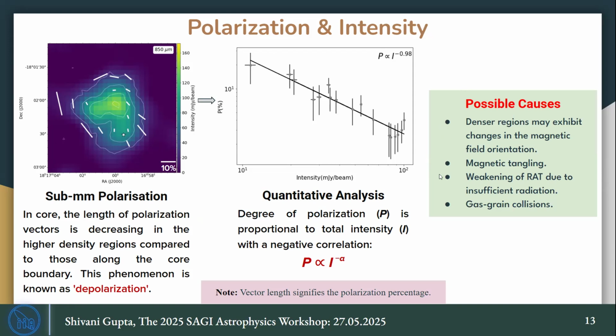may be that in denser regions there is a change in the magnetic field orientation, or it may be because of magnetic tangling. Inside the cores there can be a weakening of radiation due to insufficient radiation, and in the denser regions gas-grain collisions also become effective, and it leads to a reduction in grain alignment.